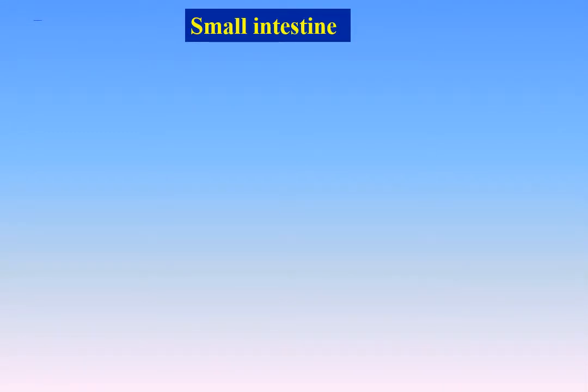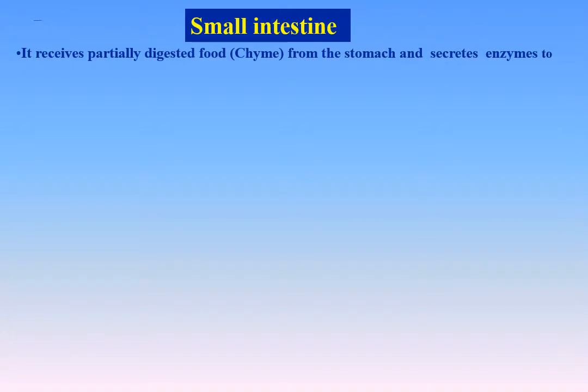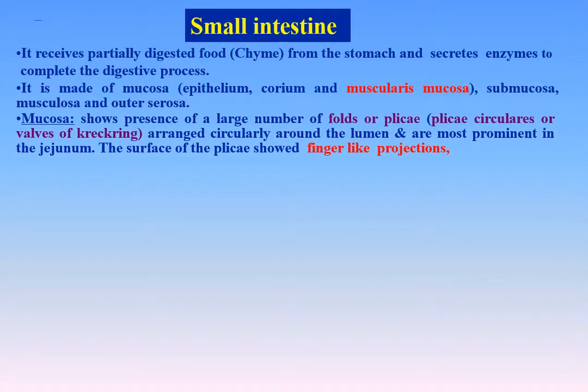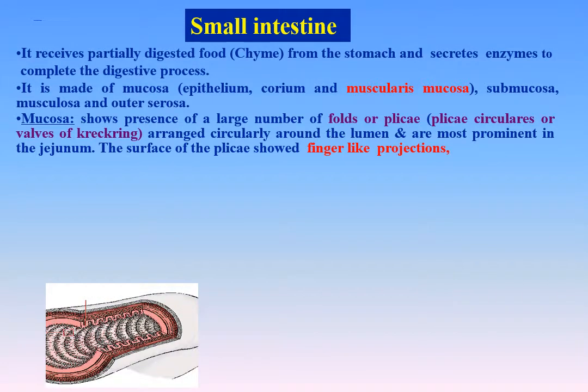Small intestine. It receives partially digested food chyme from the stomach and secretes enzymes to complete the digestive process. It is made of mucosa, formed of epithelium, corium, and muscularis mucosa, and submucosa, musculosa, and outer serosa. Mucosa. The mucosa of the small intestine shows a large number of folds, or plicae circularis, or valves of Kerckring, arranged circularly around the lumen and most prominent in the jejunum.